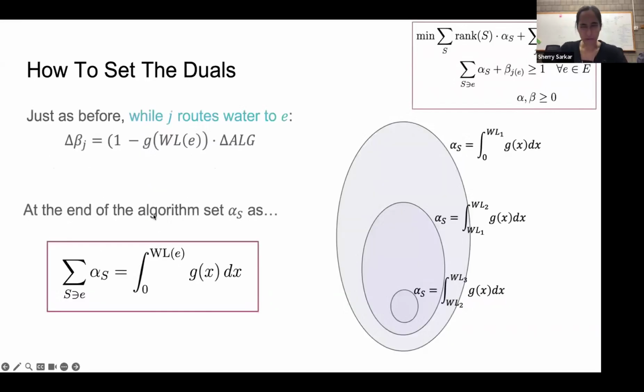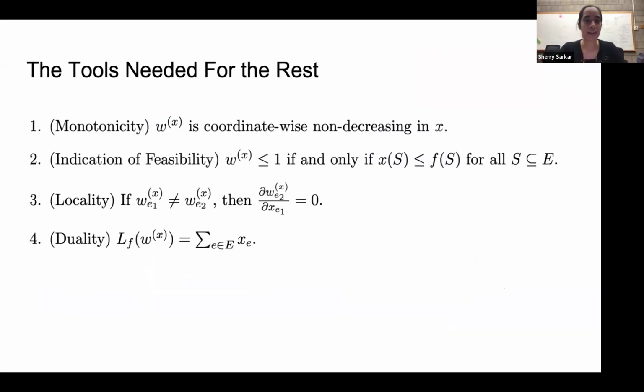Admittedly, with how I set the duals, it's not actually clear that the change in the primal is equal to the change in dual. I changed beta as J was routing water, but then I changed alphas at the end. It's not actually clear that the value of my primal is equal to the value of my approximate dual. That's harder. If you were captivated by this talk, you can look at the beautiful presentation of it in the paper that we wrote.